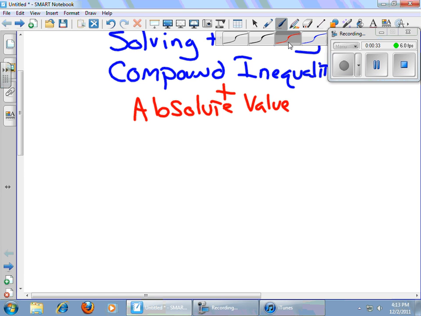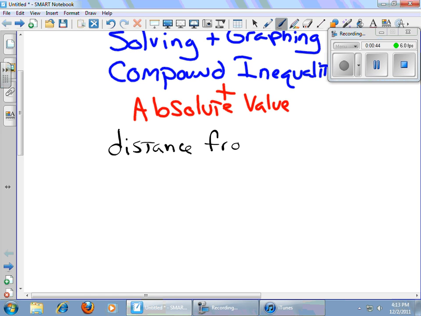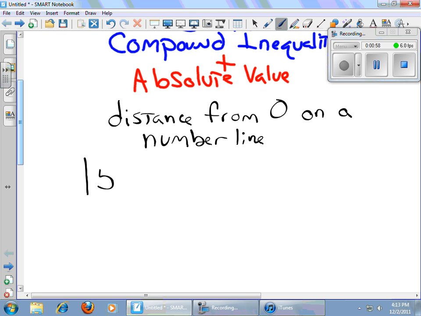Let's talk about absolute value. Absolute value has a very special definition. The absolute value is the distance from 0 on a number line. So if I ask you for the absolute value of 5, you're going to think of a number line in your head and think, how many spaces is 5 from 0? Well, it's 5. Therefore, the absolute value of 5 is 5, because 5 is 5 spaces from 0 on a number line. The definition of absolute value is the distance from 0 on a number line.